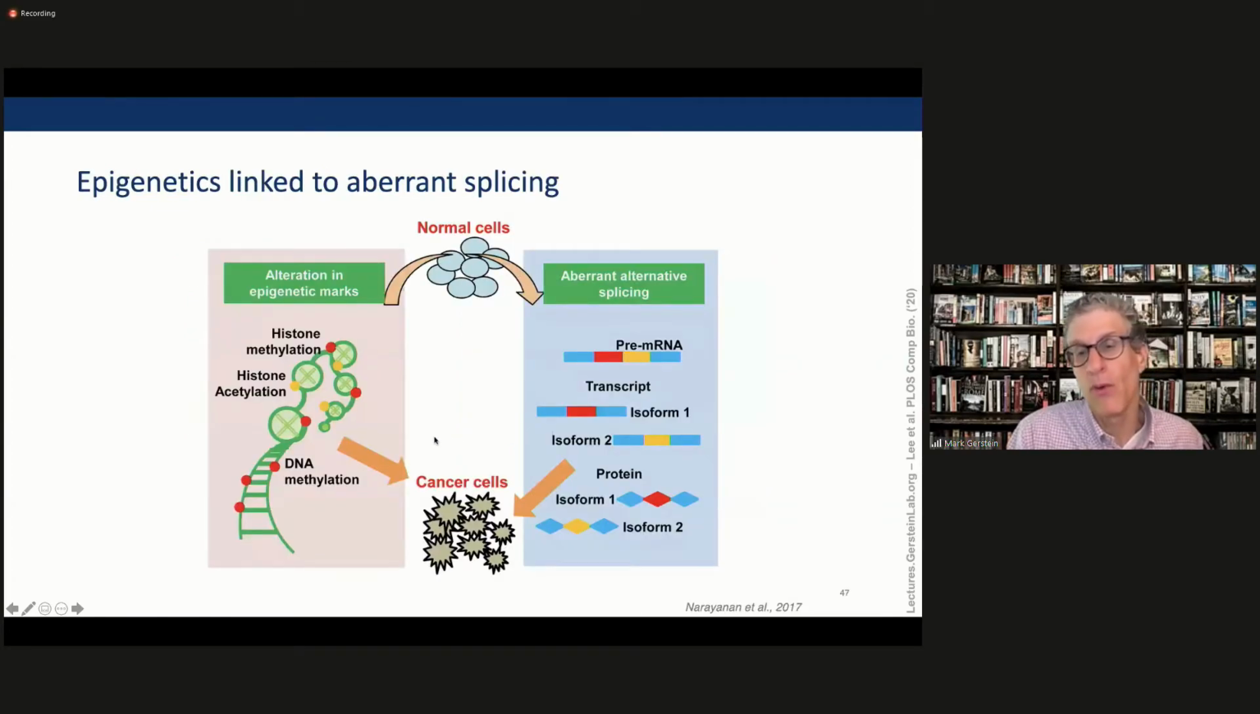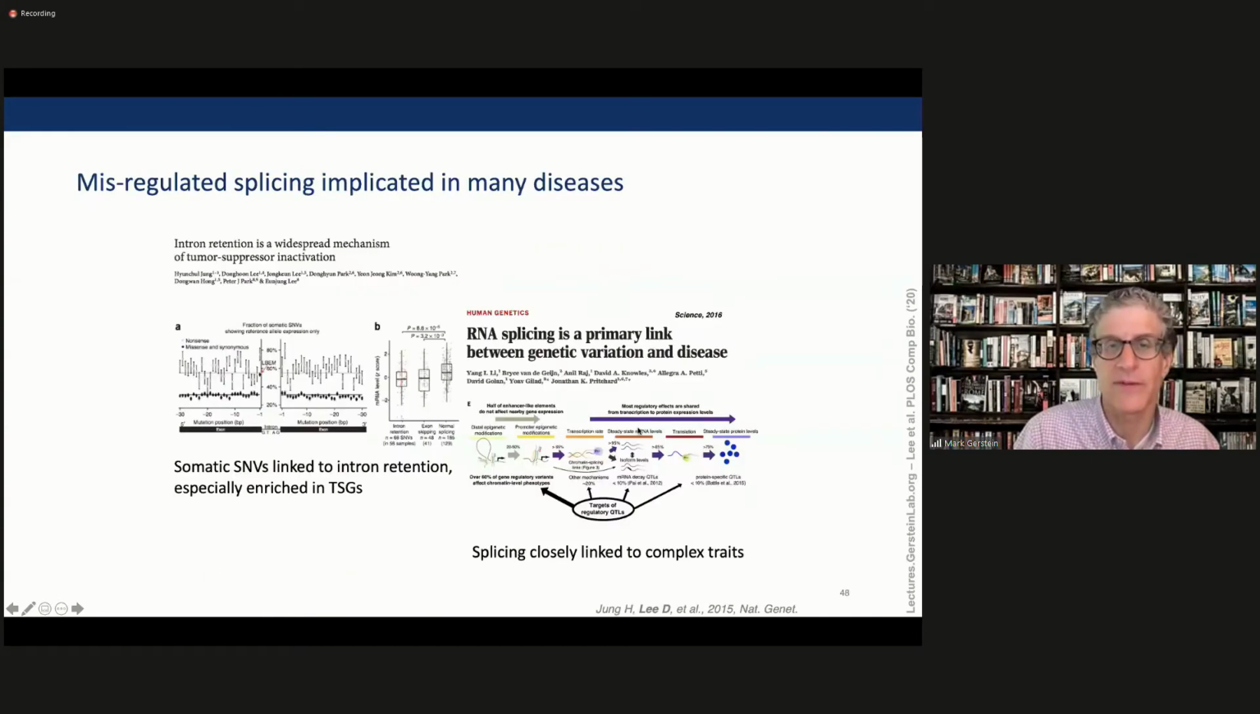And when we think about diseases, I think it's also important to think about how sometimes altered epigenetics gives rise to altered splicing and altered transcripts, and that's often to do with this co-transcriptional splicing, where altered epigenetic marks really give rise to different isoforms. And here are some particular papers that have looked at this particular connection.